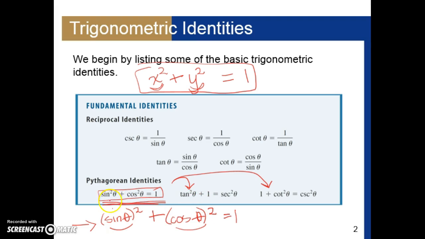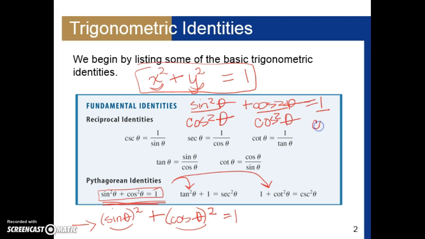Now, these two Pythagorean identities come about by taking this one, the actual Pythagorean theorem, and dividing each term by the same trig function. Let's take the sine squared of theta plus the cosine squared of theta equals 1, the Pythagorean identity, and let's divide each term by cosine squared of theta. I'm not changing the value because I'm doing the same thing to each term on both sides of the equal sign. So I'm just dividing each term by the cosine squared of theta.